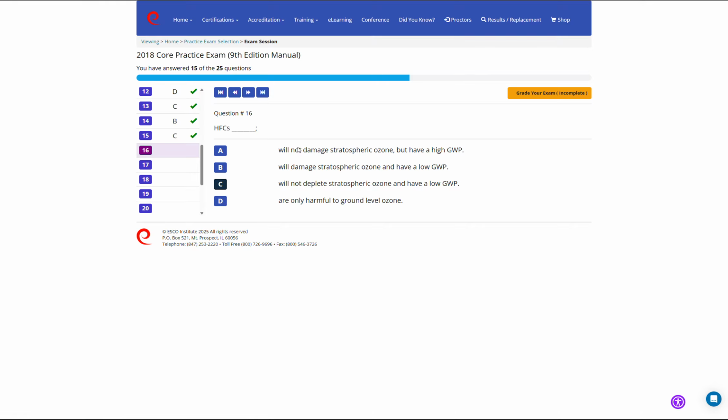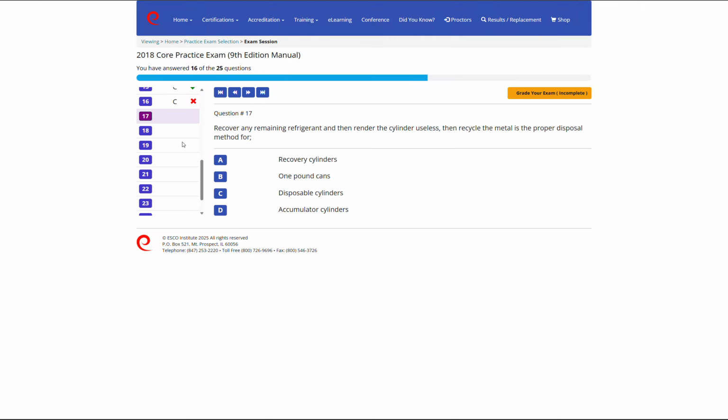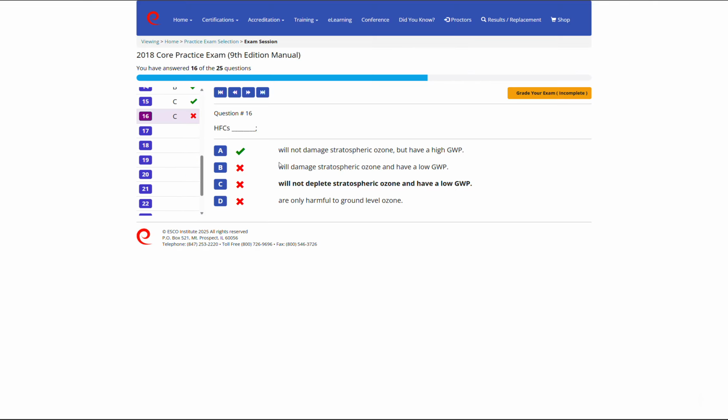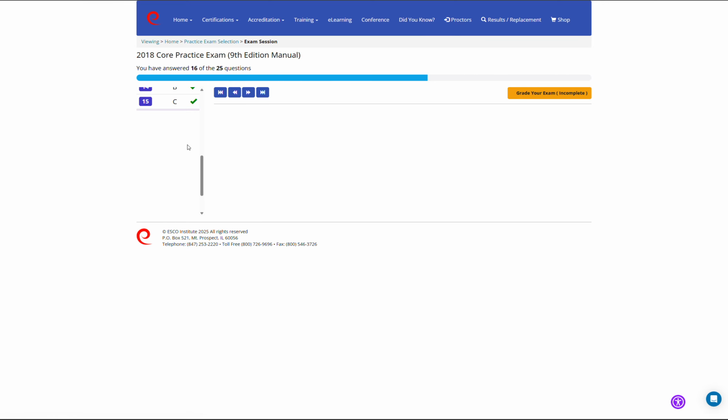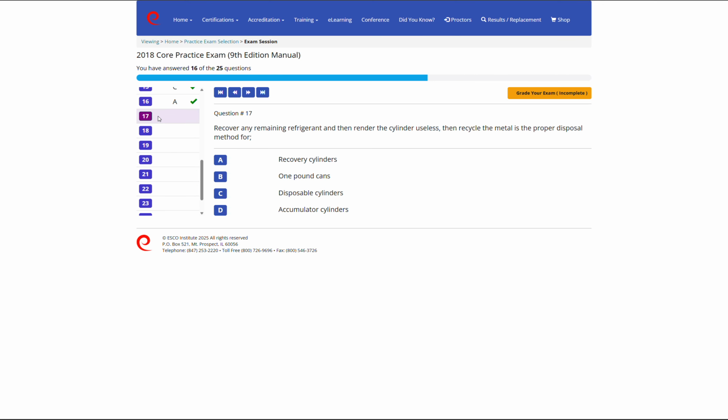That's HFCs. They're ozone safe, but heat trappers with big global warming juice. Ground level ozone is air quality, not up high. Want the next one? So you're saying that it will not deplete the stratospheric ozone and have a high GWP. Yes, exactly. HFCs don't touch the ozone layer, but pack a punch on global warming, so high GWP. Anything else about refrigerants, or ready for the next question?